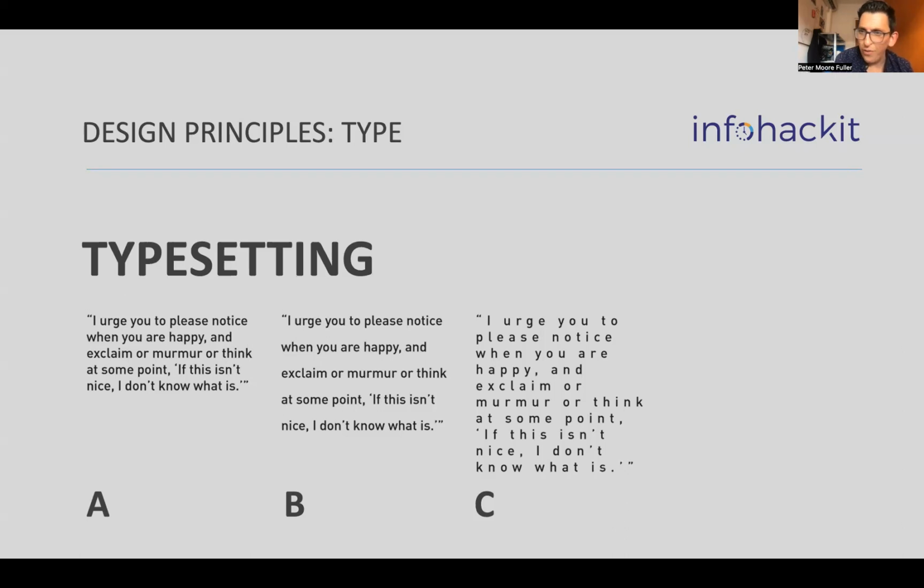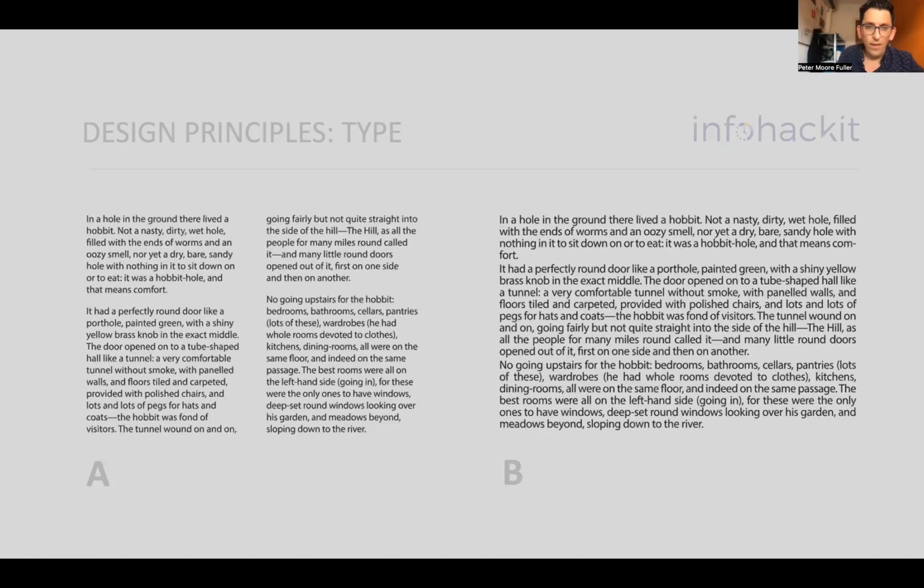So here we look at these three paragraphs. We've got a quote here written in three different ways. The different variables that we're talking about here are the line spacing, and we can see there's a big difference in line spacing between A and B. And if you look at C, you can see we've also got changes to the character spacing. Two different factors there to think about: line spacing and character spacing.